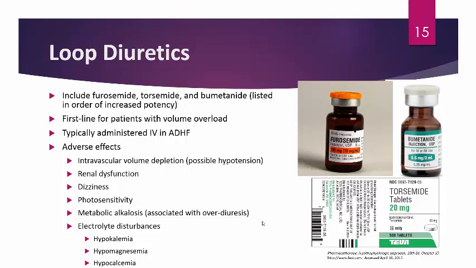Dizziness, if you lose too much volume, you may even see some orthostatic changes in these patients. Photosensitivity is a side effect that goes along with a lot of the diuretic agents. You may develop a metabolic alkalosis, which is associated with overdiuresis, which may occur if you give too much of a loop diuretic, either as intermittent dosing or as a drip. And you also may see many electrolyte disturbances with loop diuretics, some of the main ones being hypokalemia, hypomagnesemia, and hypocalcemia.